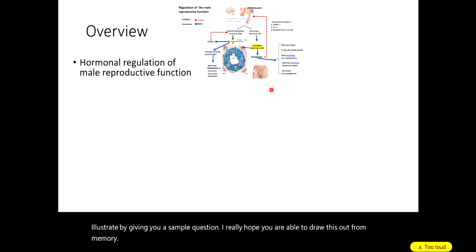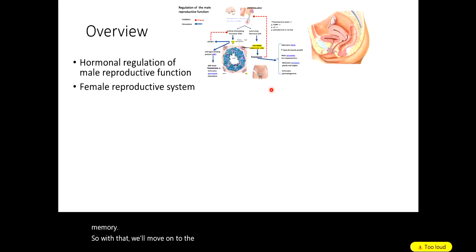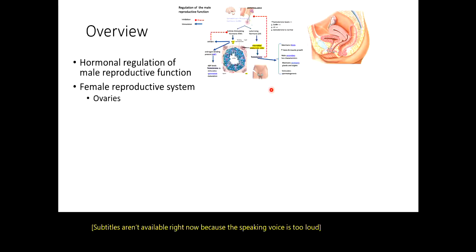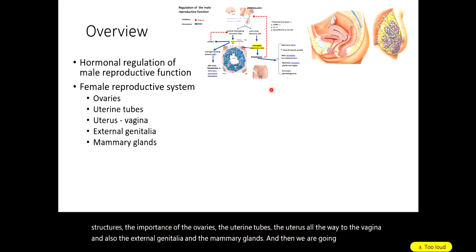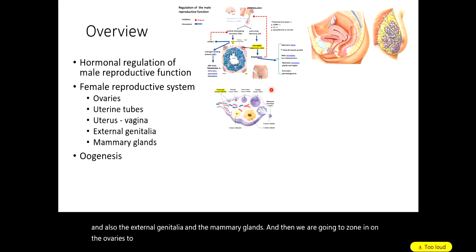So with that, we'll move on to the female reproductive system and talk about the various structures, the importance of the ovaries, the uterine tubes, the uterus all the way to the vagina, and also the external genitalia and the mammary glands. And then we are going to zone in on the ovaries to see how oogenesis takes place.